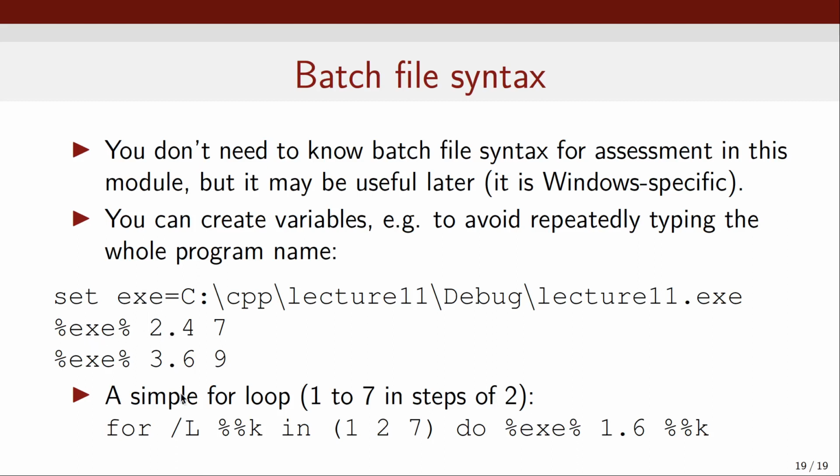And finally, this is an example of a simple for loop that goes from 1 to 7 in steps of 2. So that's the basic syntax to do that. And that will run this exe file. And the arguments are going to be, the first argument would be 1.6, and the second argument will be from 1 to 7 in steps of 2, so that's going to be 1, 3, 5, 7.